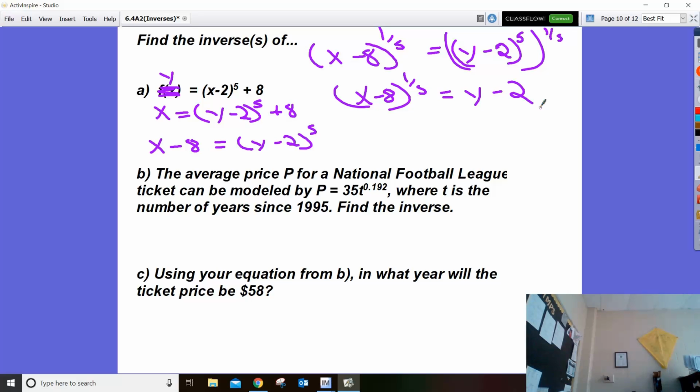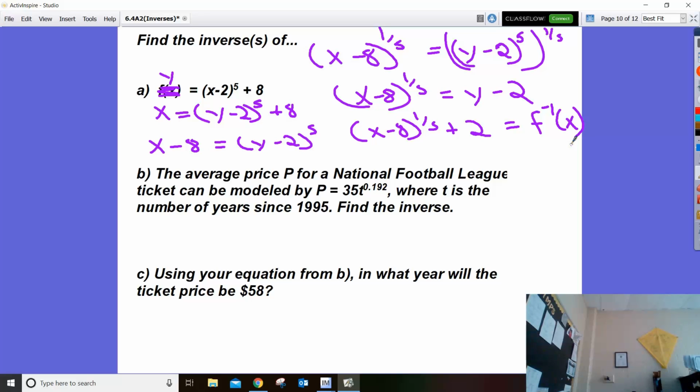Last step. Add 2. Are you going to add it inside? No. The thing's in prison. Add it outside. Go ahead and replace that y. F to the negative first. Read: inverse of f of x.